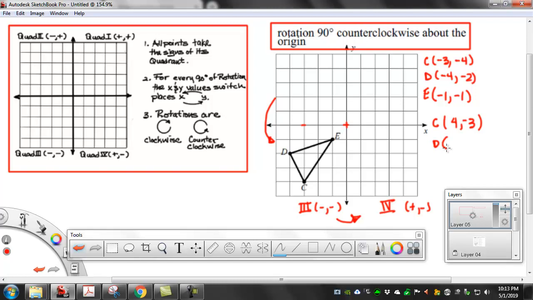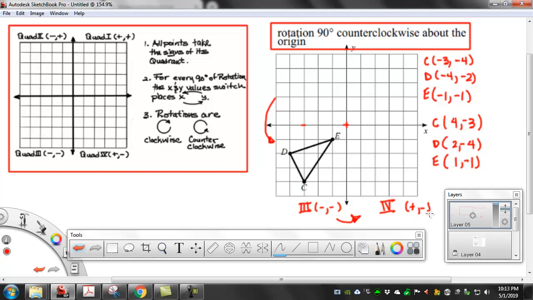Now let's go ahead and do it for D. D is 2 and 4 because they switch places, and then the 4 will be negative, right? Because the Y is negative in the 4th quadrant. Now let's look at E. E will be 1 and 1, and then the only one that will be negative this time will be the Y part of that ordered pair.